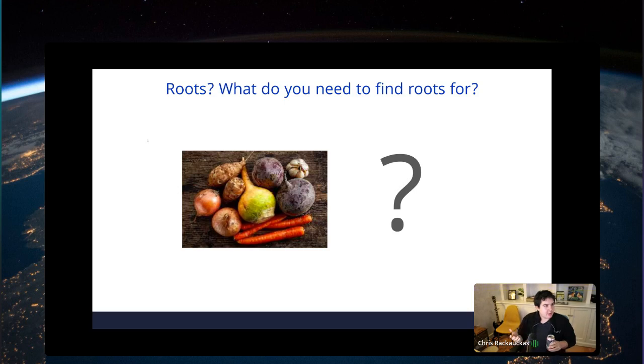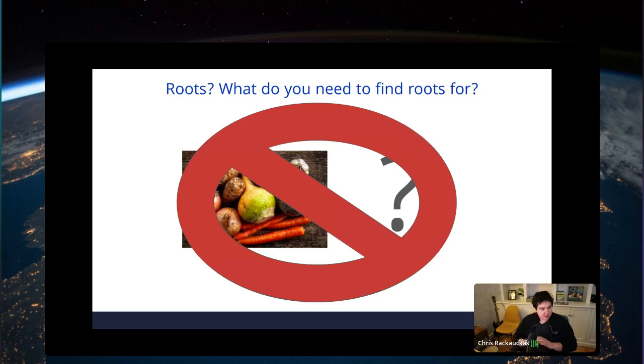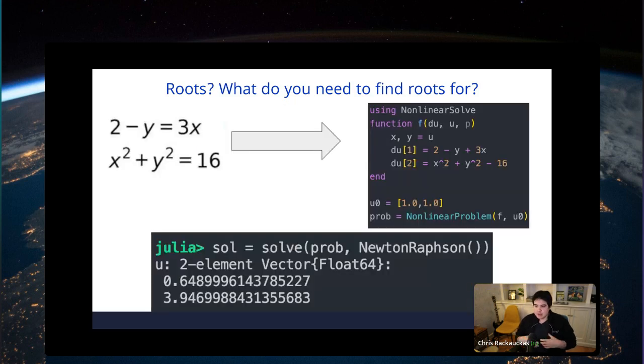So what is nonlinear solving all about? Well, it's about finding roots, right? But I'm not talking about these kinds of roots, not roots like vegetables and whatnot. The roots that we're talking about when we use a root finder is solving nonlinear systems of equations. So it's, for example, finding what are the values of x and y that make a certain system solve, right?